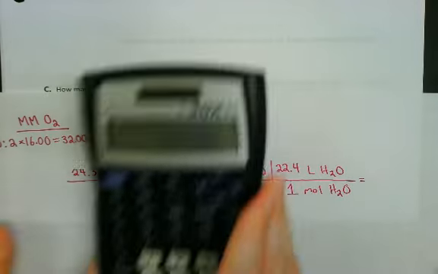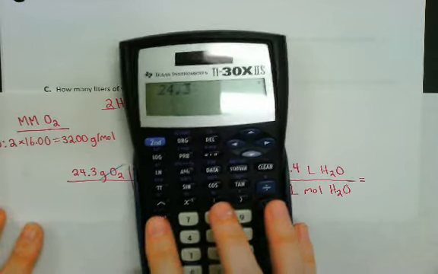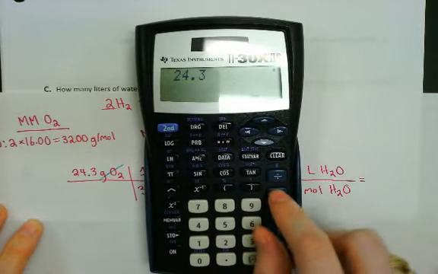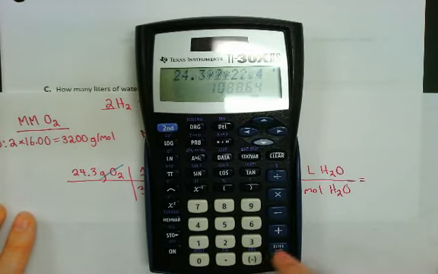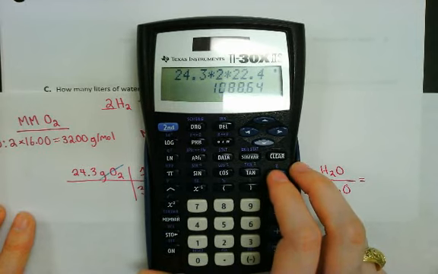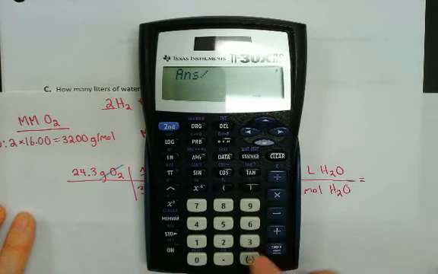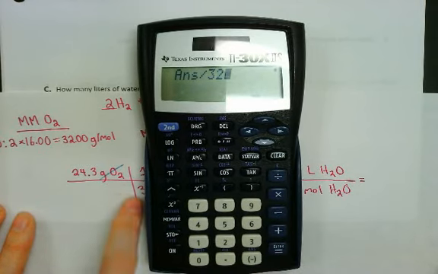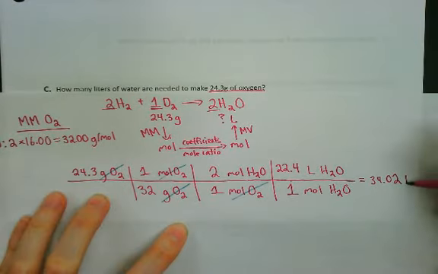So I'm going to get my calculator. I'm going to do 24.3 times 2 times 22.4. If you want to go ahead and do this on your own calculator, make sure you're typing it in right. Go ahead and pause me before I give you the final answer. But we're going to then divide that by 32, because that's on the bottom down here. Hit enter. That's going to give us 34.02 liters of H2O.